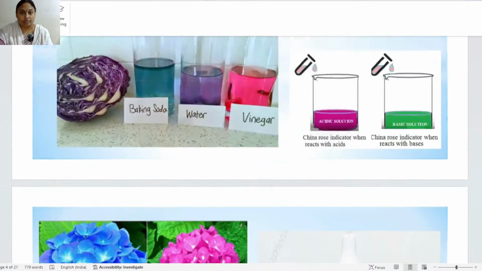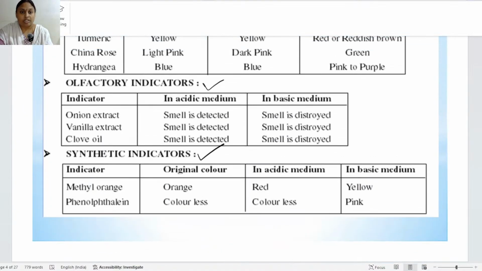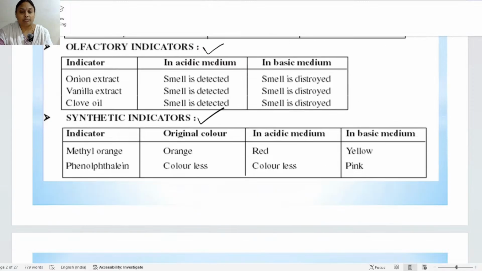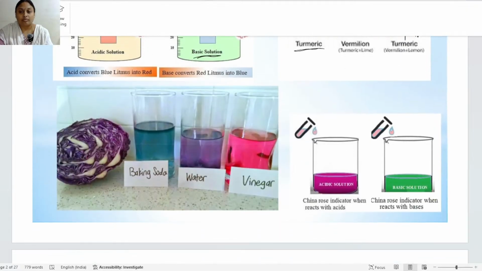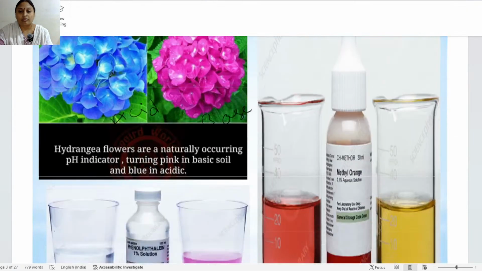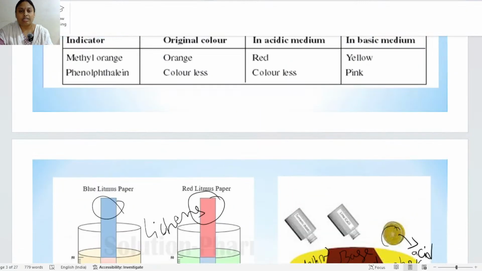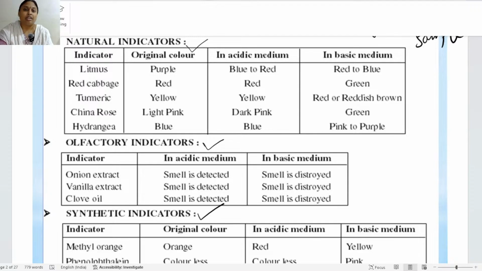So next, see here what we completed: turmeric completed, litmus completed, hydrangea completed. So next, when it comes to the red cabbage leaves, the original color is red. In acidic medium it also gives the red color, but in the basic medium it gives the green color.